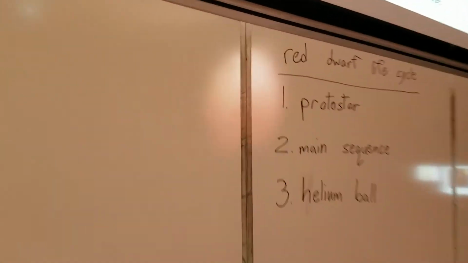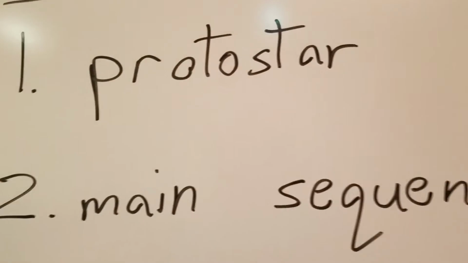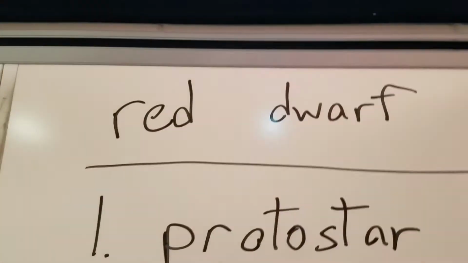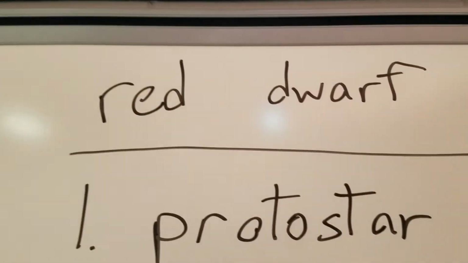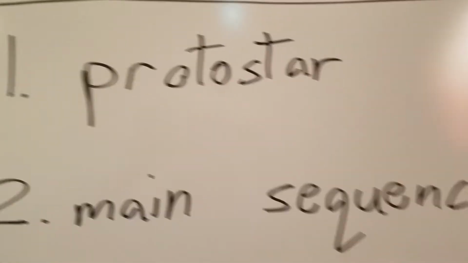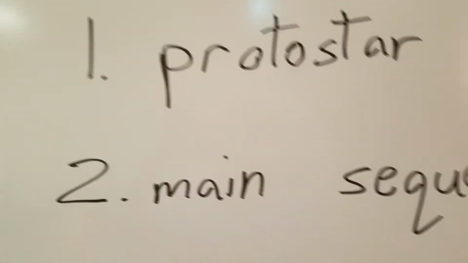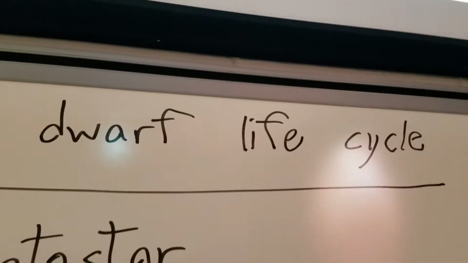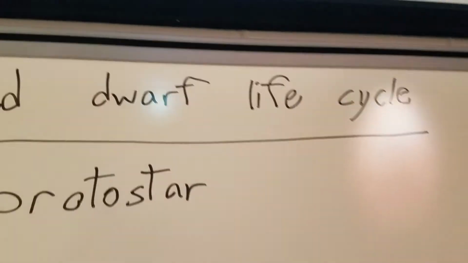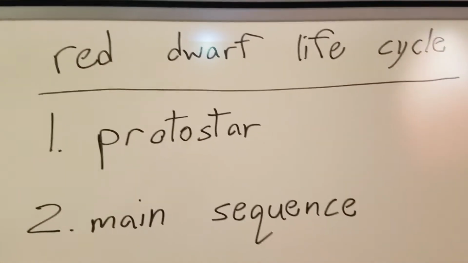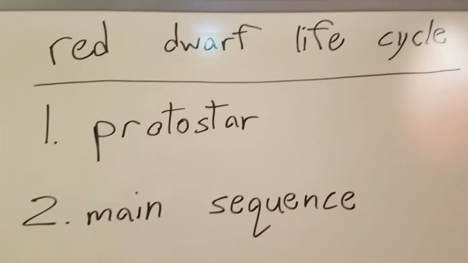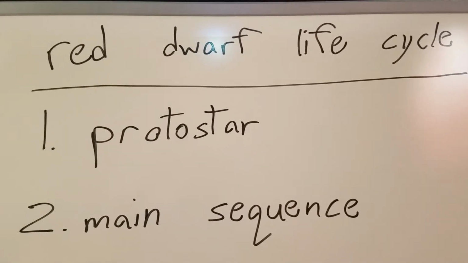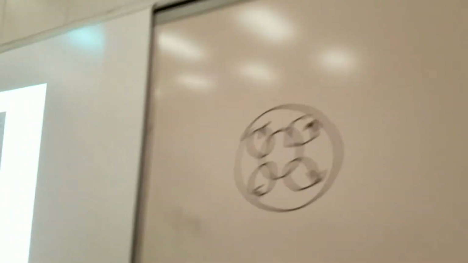Now, those are the first two stages of every star. But now I'm going to tell you what happens to red dwarf stars after these two stages. So these first two stages are the same no matter what life cycle we're doing, but now we're going to do the red dwarf life cycle. So if we were going to do the red dwarf life cycle, the first two stages, again, would be protostar and then main sequence.